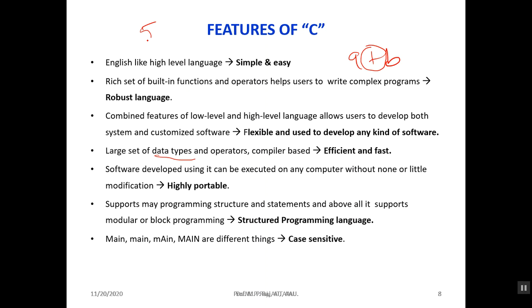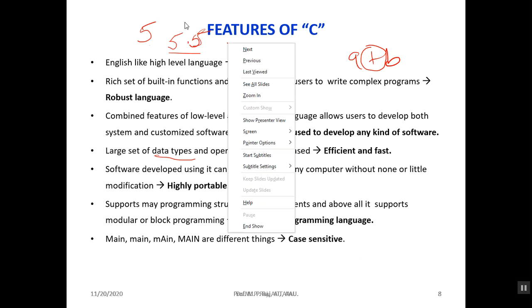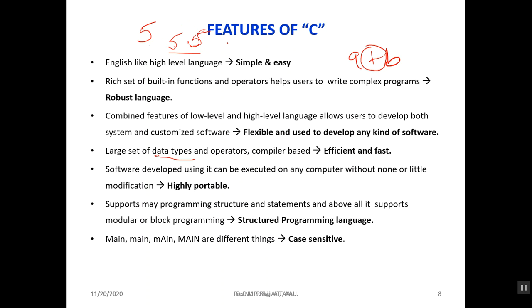If I write 5, then what is it? A number. If I write 5.5, then again it is a number. But this is an integer, and this is what kind of number? A real number. Am I right or wrong? Decimal, sir, 5.5 is decimal. Okay, you are talking in terms of mathematics. So 5.5 is a decimal number. This is an integer, this is decimal.